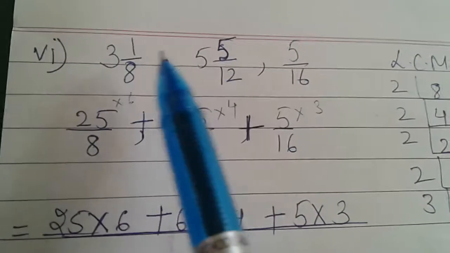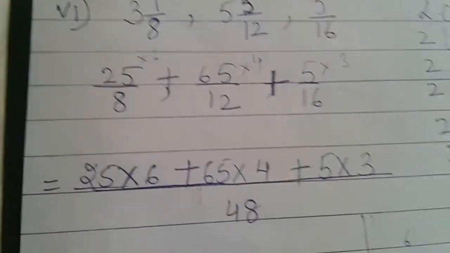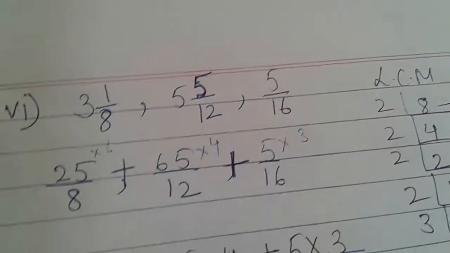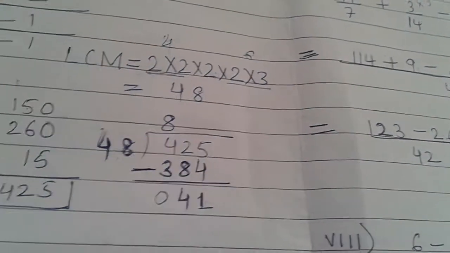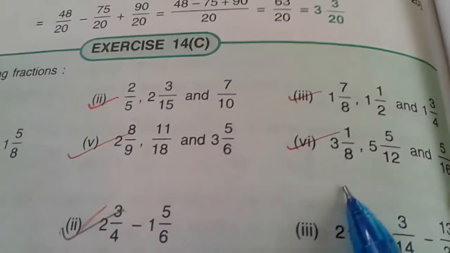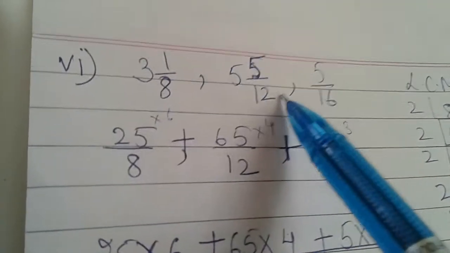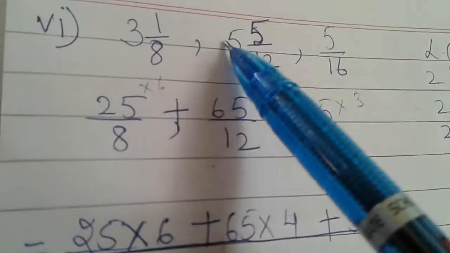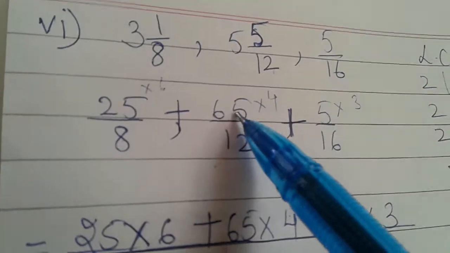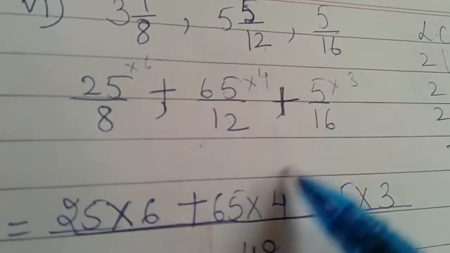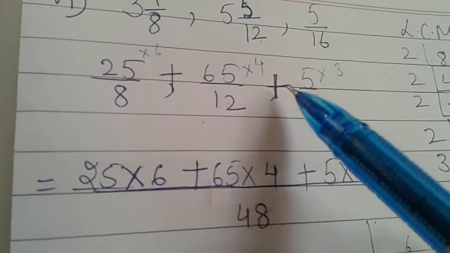Now here I have taken the sixth question, sixth problem, or I can say sixth example. See, first one I have explained, now sixth one I am going to explain. So you can see here, 3 8s are 24, 24 plus 1, 25 upon 8. So first step is converting into improper fraction. So 5 12s are 60, 60 plus 5, 65 upon 12, and this is a proper fraction, so as it is. So you can see 25 by 8 plus 65 by 12 plus 5 by 16.